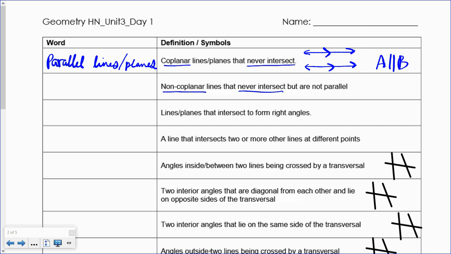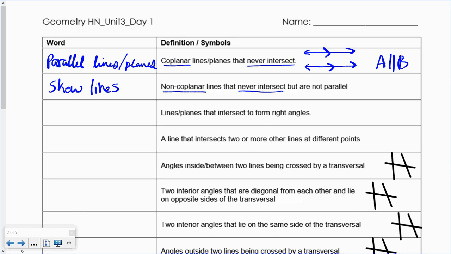All right, next up, non-coplanar lines that never intersect, but they're not parallel. They have a different name. What are non-parallel lines that still don't intersect? Perpendicular? Nope. Skew. Skew lines. Skew, not skewed. It's just skew lines.